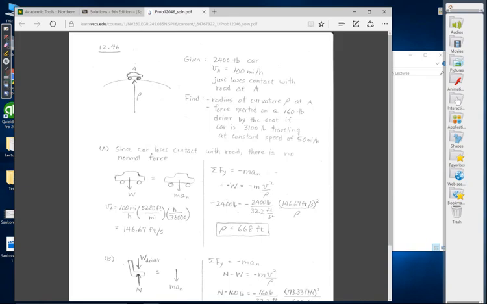In the second part of the problem, we've got a heavier car and it's not moving anywhere near fast enough to lose contact with the road. Okay, so let's start with the first part. If the car is going to lose contact with the road, then if there's no contact, there's no normal force, right? It's almost like the car is now flying through the air. So there's no normal force, which means the only force acting on this car at that point is your weight.